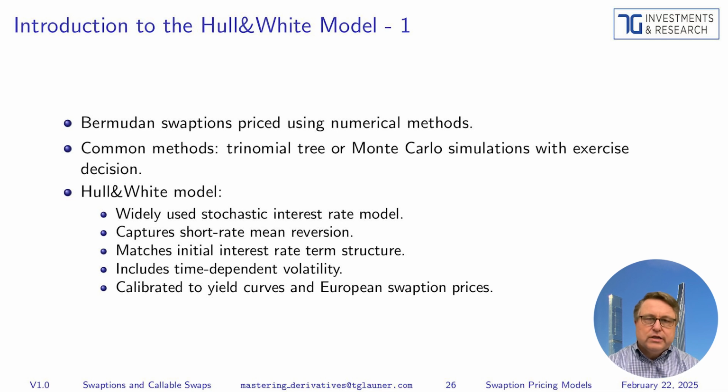The second one, and less common, is the Monte Carlo simulation. It estimates the Bermudan swaption values by simulating numerous potential rate paths and has special logic for determining the optimal exercise strategy. One of the most widely used models for pricing Bermudan swaptions is the Hull-White model.